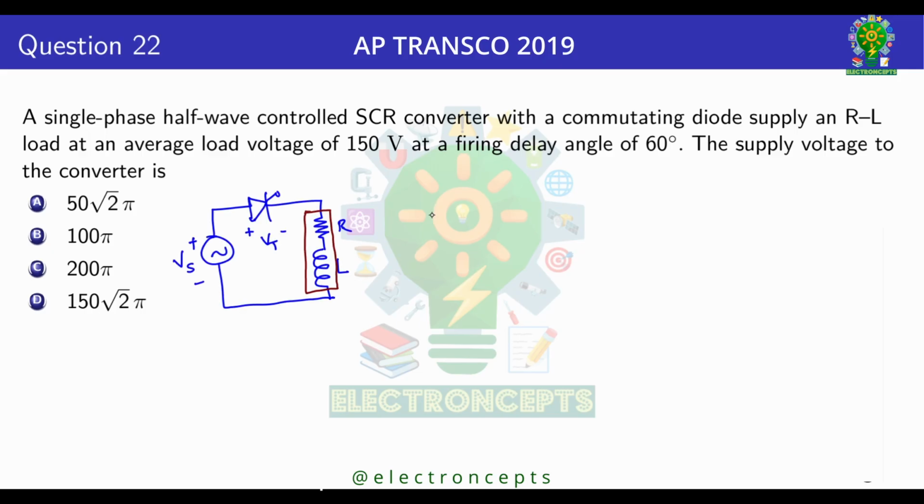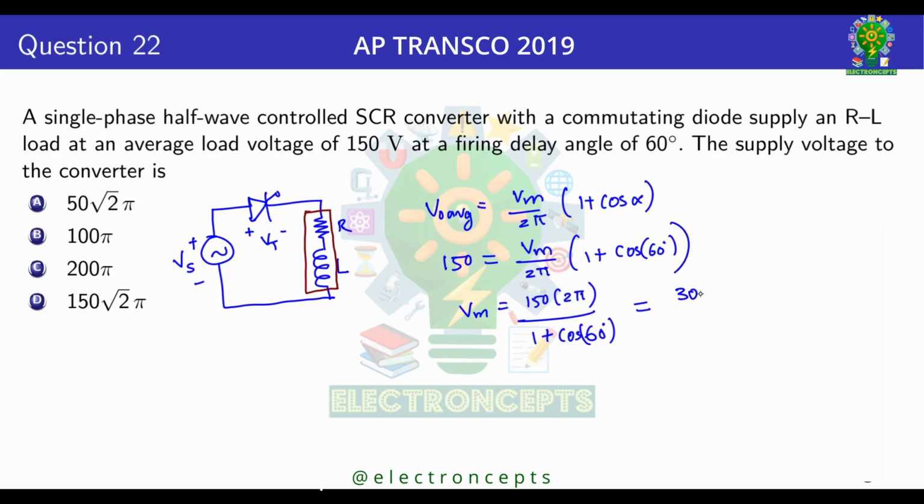The average output voltage for a single phase half wave controlled SCR converter is given by V0 average is equal to Vm by 2 pi into 1 plus cos alpha. From this we need to calculate the value of Vm. Substituting the data given in the question, V0 average 150 is equal to Vm by 2 pi into 1 plus cos 60. Vm is 300 pi by 1 plus cos 60, which is 0.5, which is equal to 200 pi.